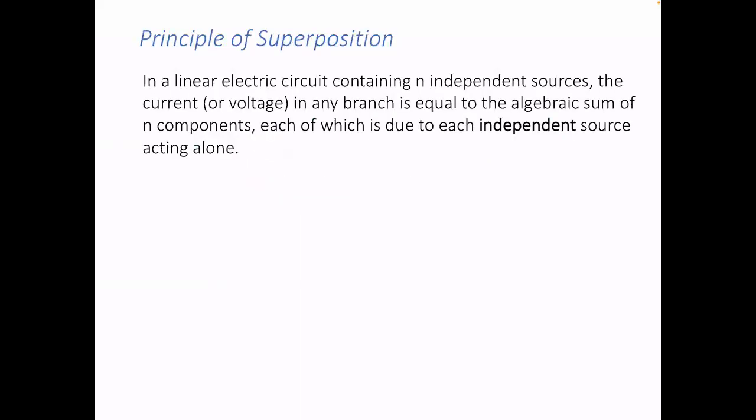So this is a very important network theorem, superposition. So this is the principle of superposition in a linear electric circuit. Again, don't worry first that you don't know what the meaning of linear is. You're going to find out soon enough. In a linear electric circuit containing n independent sources, the current or voltage in any branch is equal to the algebraic sum of n components, each of which is due to each independent source acting alone.